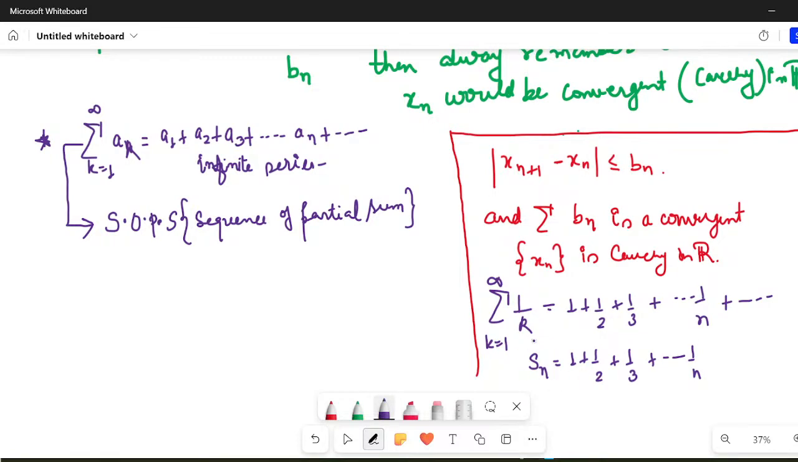We have proven in the very start of the lecture that this particular sequence, 1 plus 1 by 2 plus 1 by 3 dash dash dash 1 by n, is a non-Cauchy sequence. It is a non-convergent sequence. Since it is a non-convergent sequence, therefore summation 1 upon n, that is the harmonic series, is a divergent series.